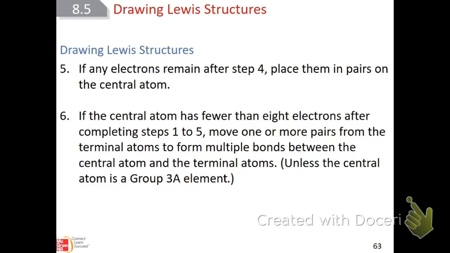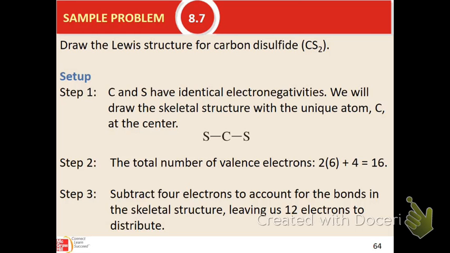Okay. And then if your central atom still has less than 8 electrons attached to it, you've got to find 2 more to put on it so that you can complete its octet. Okay? Alright, so here's an example. It asks you to draw the Lewis structure for carbon disulfide. So here is the structural formula.